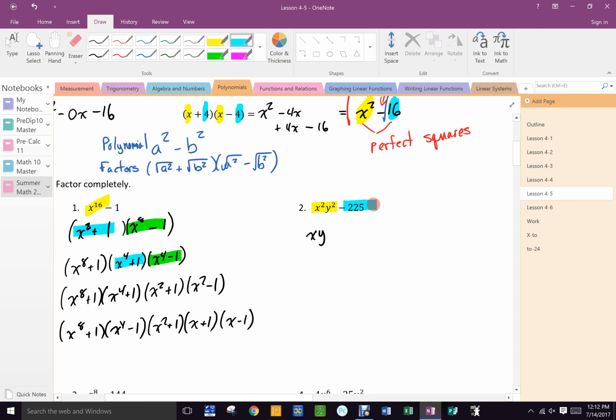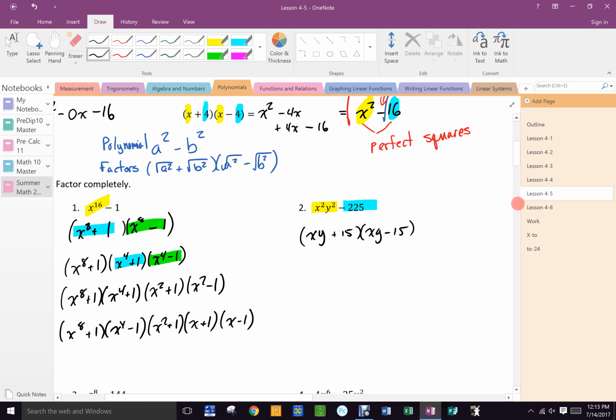Is that blue term a perfect square? What is the square root? 15. So it's XY plus 15, and then what? XY minus 15. Am I done? Yes. Why? Odd exponents, and 15 is not a perfect square. 15 is a square root. It's not a perfect square. Every number is a square root. Everybody okay with 1 and 2?